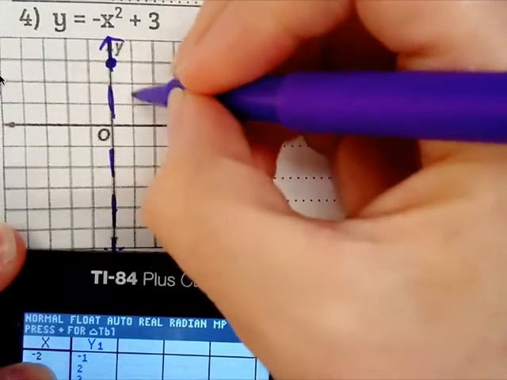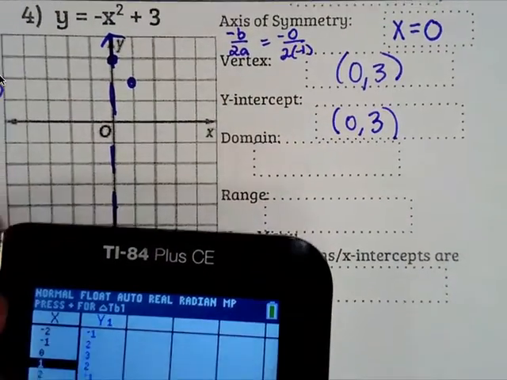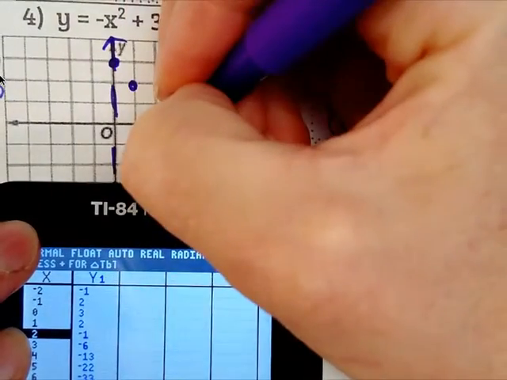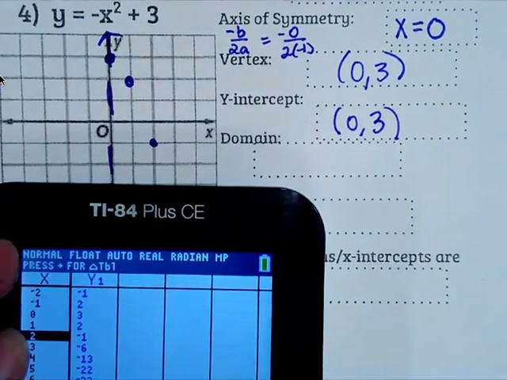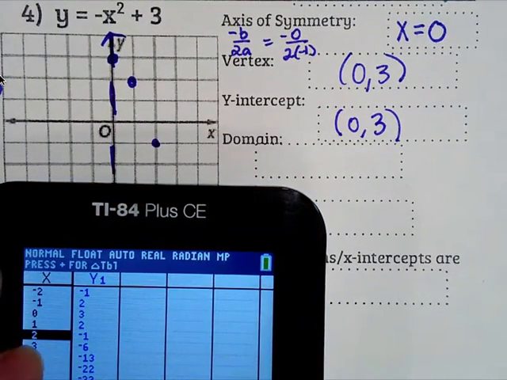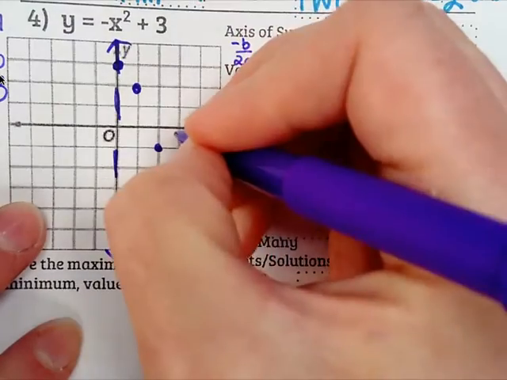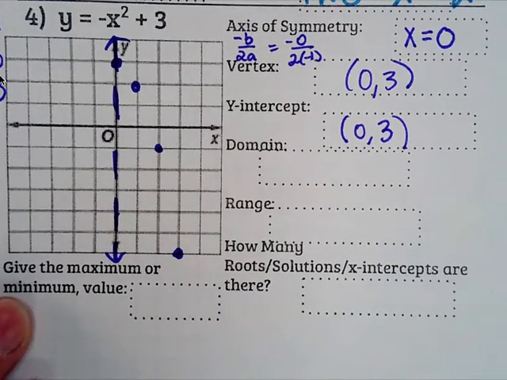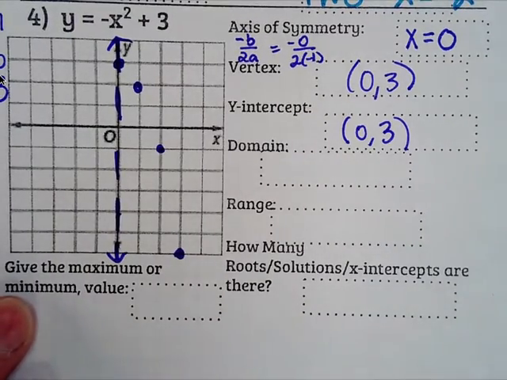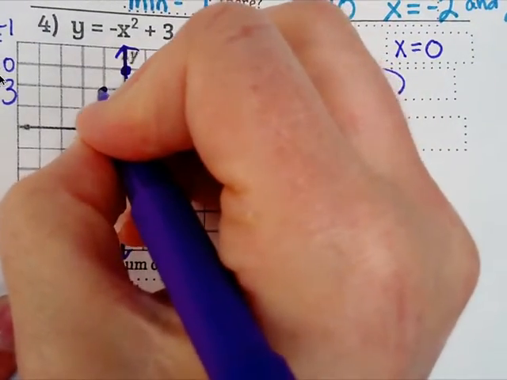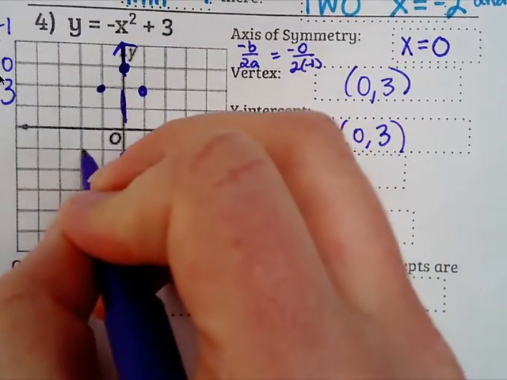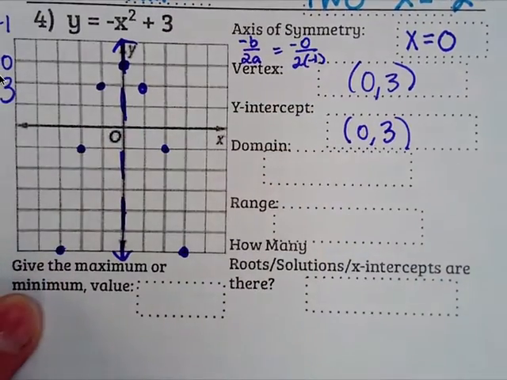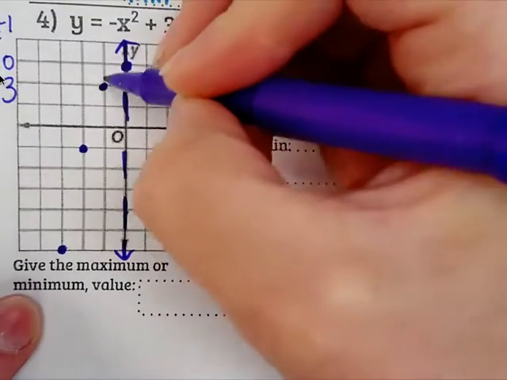So go over 1, up 2. And then 2, -1. We can actually get one more on this graph because it's 3, -6. So over 3, down to -6. And we know with quadratics, you always can reflect the points across the axis of symmetry. So we have plenty of points to make the U shape.